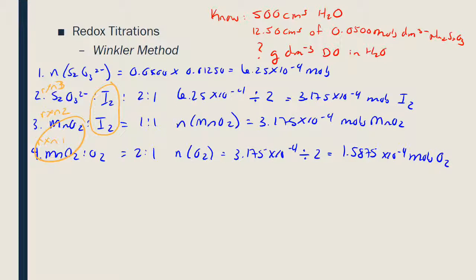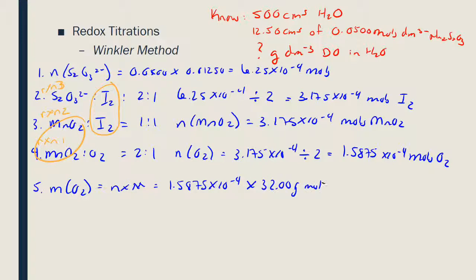So then what is the mass of oxygen in that water, or what is the mass of oxygen in the amount of moles that have reacted? So that is moles times molar mass. And remember, oxygen is a diatomic. So then we take that 1.5875 times 10 to the negative 4th, multiply it by 32.00 grams per mole, and that's going to give you 5.080 times 10 to the negative 3 grams in 500 centimeters cubed of water.